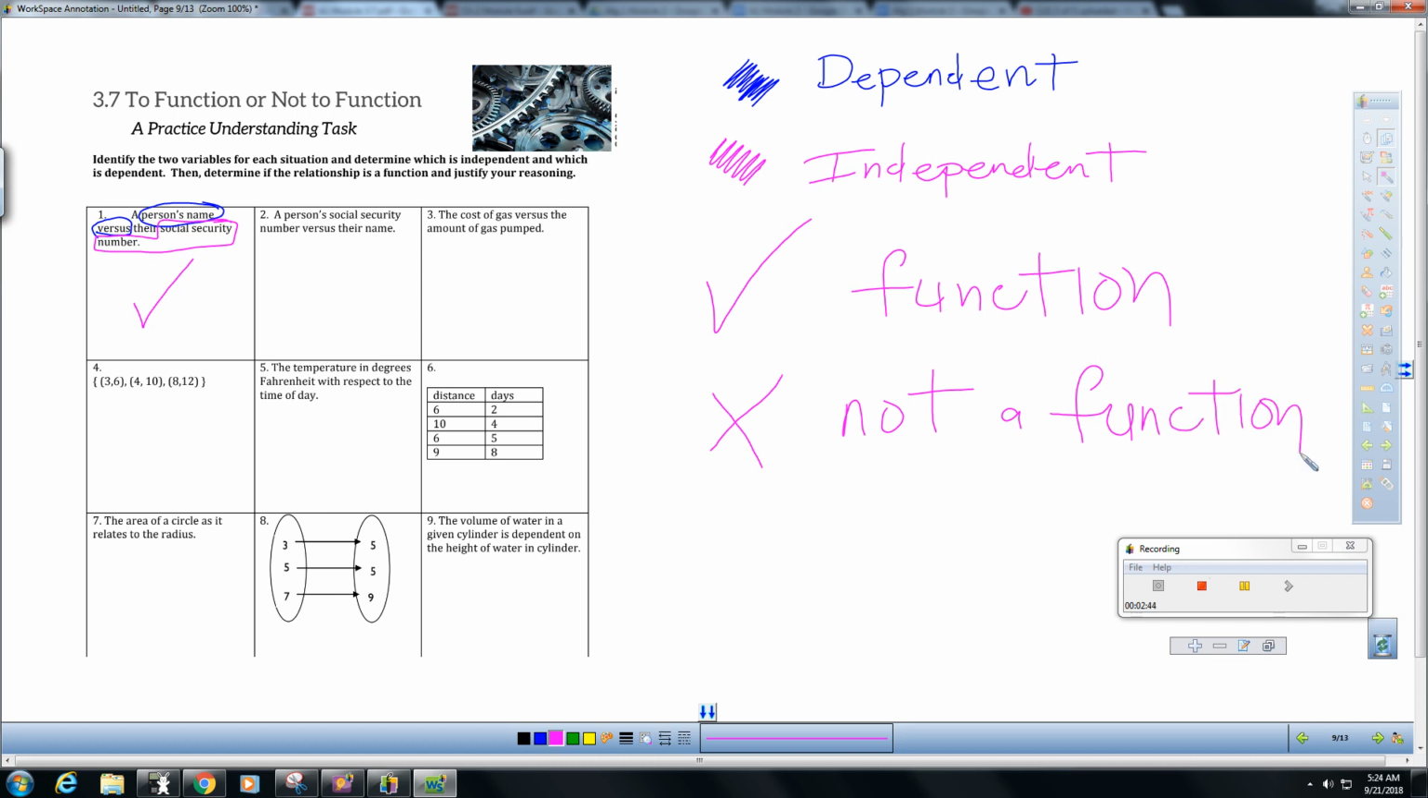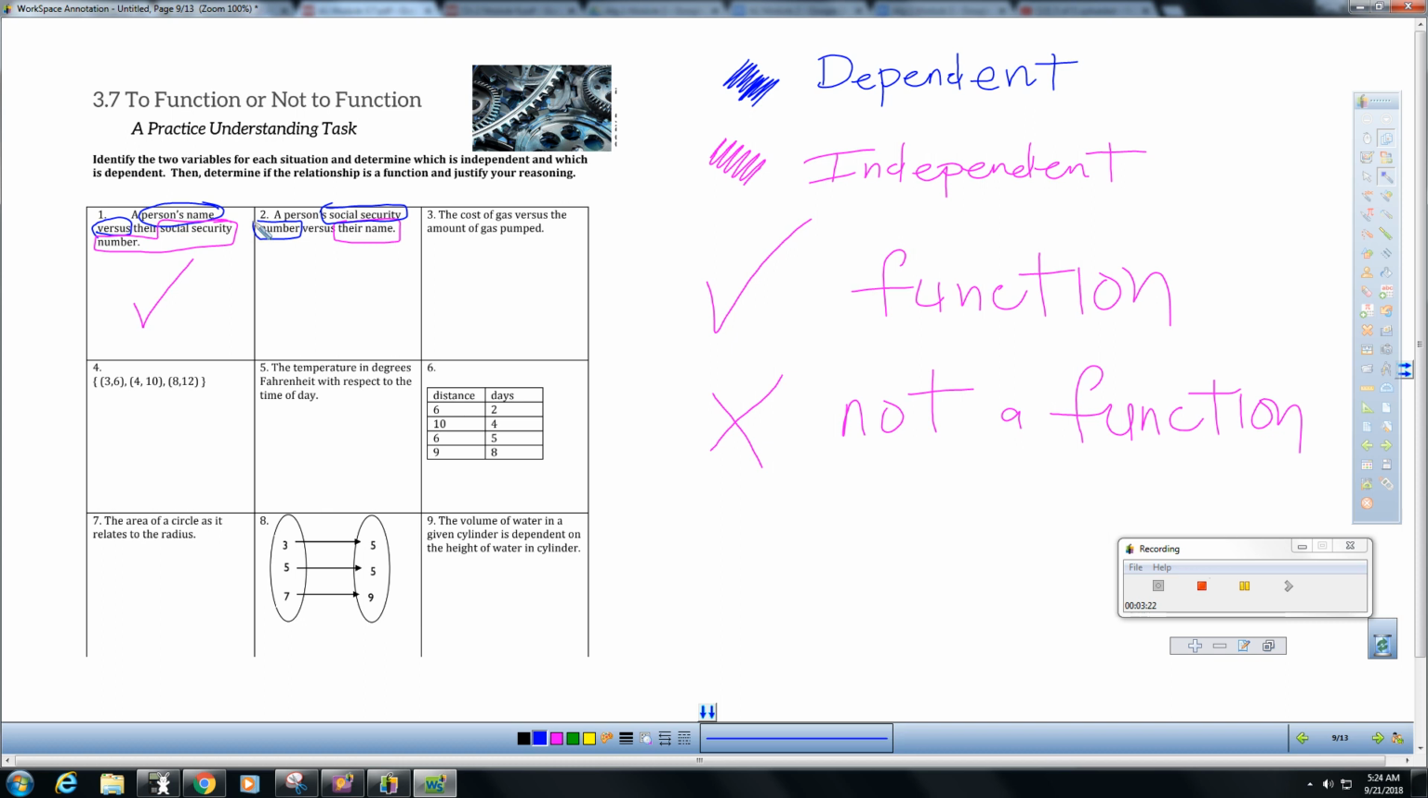Okay, so a person's Social Security number versus their name. Well, in this case, their name would be the independent variable. So a person's Social Security number as a function of their name. And Social Security number would be the dependent variable. So really, it just depends on how this is written. And if this frustrates you, or your parents, because they're watching, it did me too. So don't worry about it. This part of it is not going to be tested on.